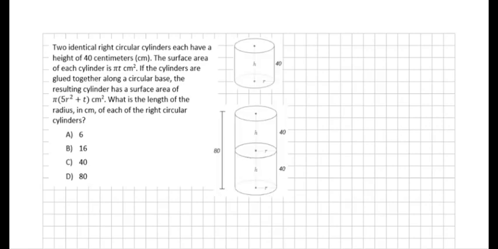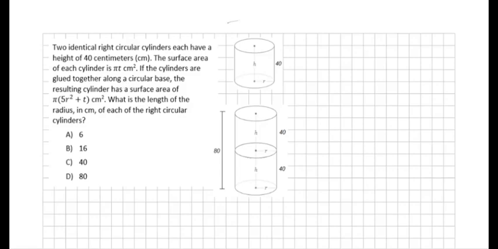As you can see here, we have these two diagrams. One of them is for one cylinder that has a height of 40 and a known radius. They are already glued together, the two cylinders, along the circular base. So the height becomes 80 and the radius is still unknown. Our task here is to get the value of r, which is the radius of any of the circular cylinders. We need to remember the surface area formula.